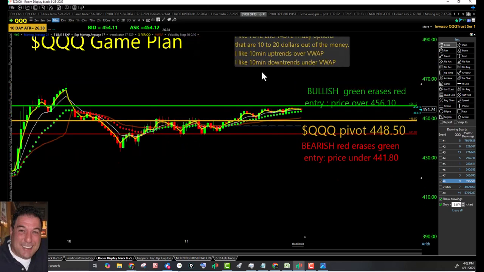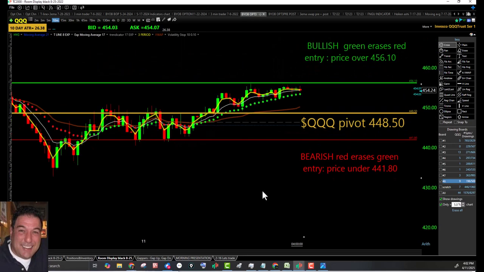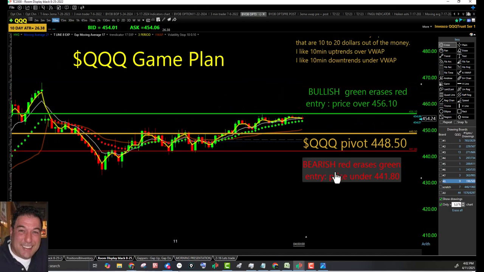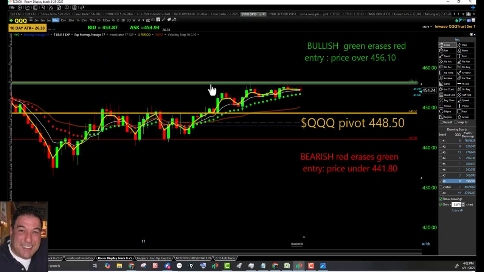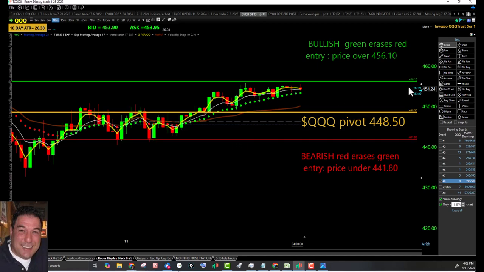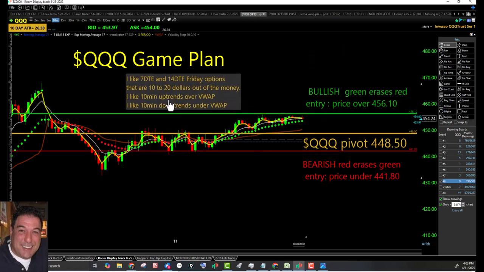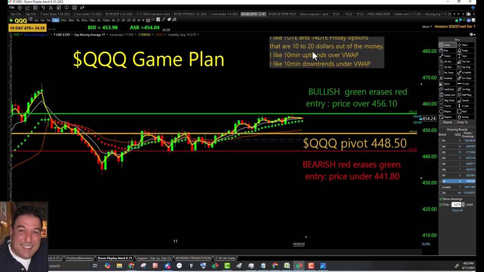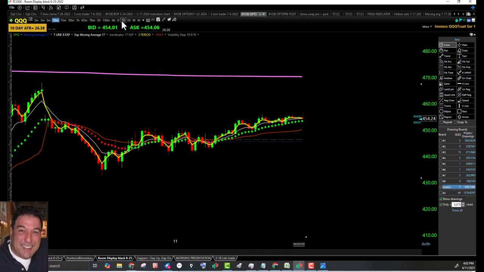So this is the game plan for QQQ. Also posted, all right, in the room for everyone to participate. Okay, we had the red erases green event underneath 441.80. We never got there. We have the green erases red event up over 480. 456.10, we never got there. But what we did get was a 10-minute uptrend over VWAP, which you could have participated in right there. So there's QQQ.